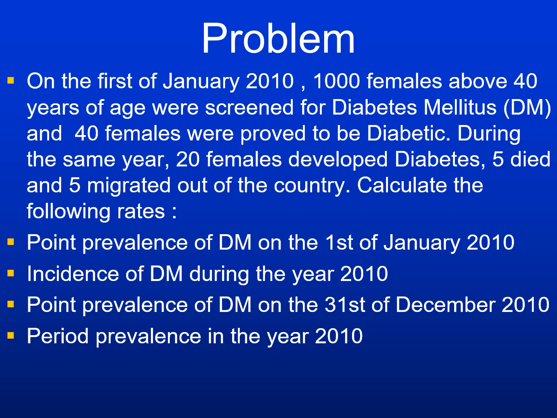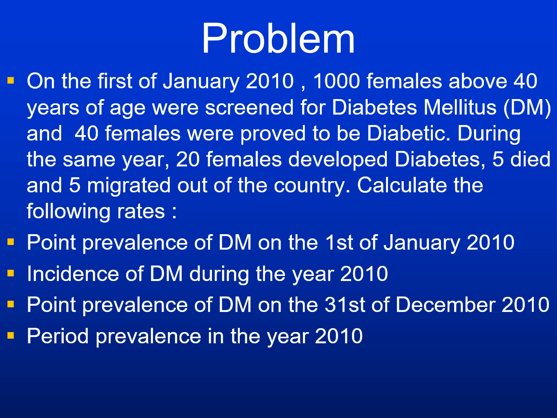This problem is going to let you understand the difference between the different morbidity rates we just discussed. On the 1st of January 2010, 1,000 females above 40 years of age were screened for diabetes mellitus, and 40 females were proved to be diabetic. During the same year, 20 females developed diabetes. 5 died and 5 migrated out of the country.